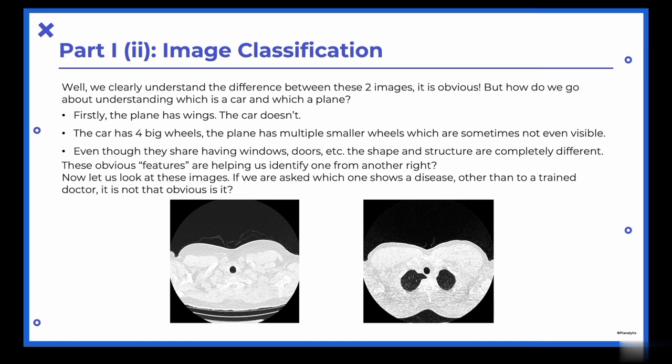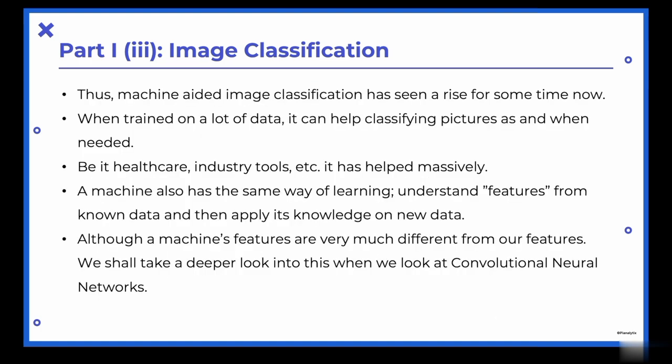Now let us take a look at these images shown below. If we are asked to identify which one shows a disease, other than a trained doctor, it will not be obvious to a layman. Thus, machine-aided image classification has seen a rise for some time now. When trained on a lot of data, it can help classifying pictures as and when needed. Be it healthcare, industry tools, etc., it has helped massively.